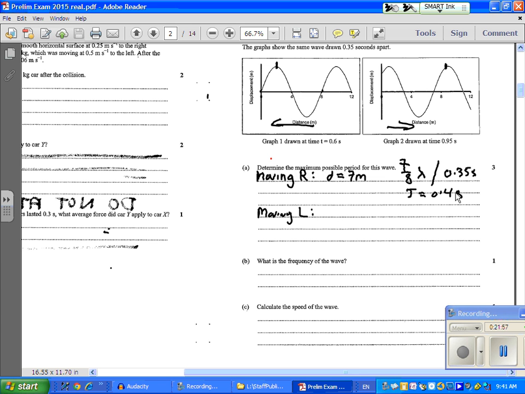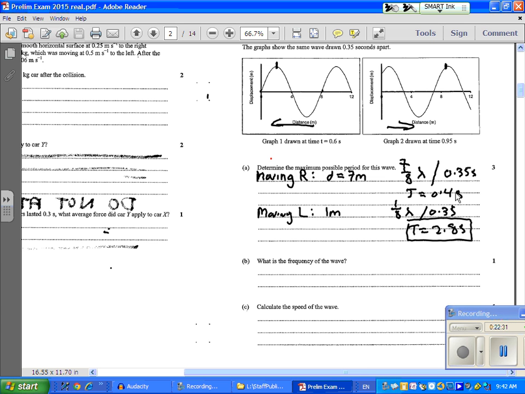So it's moved 1 metre. So in that time, 1/8 of a wavelength will have moved past in 0.35 seconds. So now what I need to do is multiply that by 8 to find out how long it takes for a whole wave to go past. And if you do that, what you'll find is you'll get a period of 2.8 seconds. That is the largest possible period for this diagram. So what it means is the wave is moving to the left and has a period of 2.8 seconds.